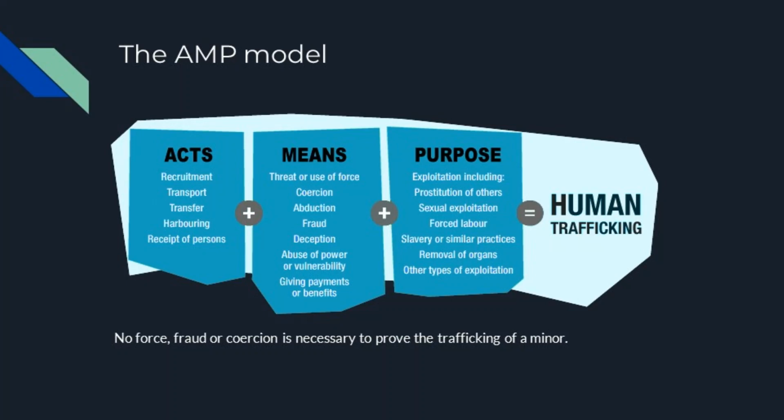Here is a visual representation of the AMP model. So you can see that it starts with an action, which can include recruiting, transporting, transferring, harboring, or receiving of persons. And then it has the means. So a trafficker will use threat or the use of force, coercion, abduction, fraud, deception, abuse of power or vulnerability, or giving payments or benefits.